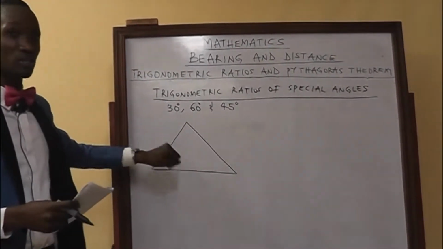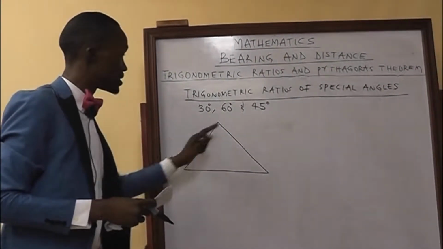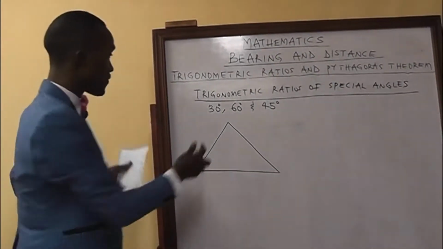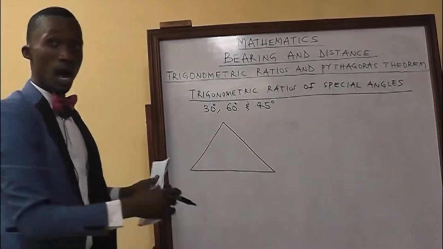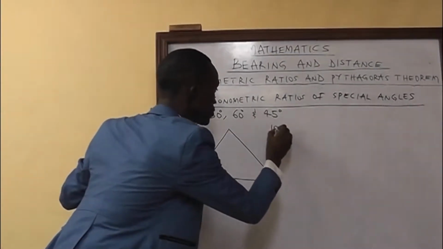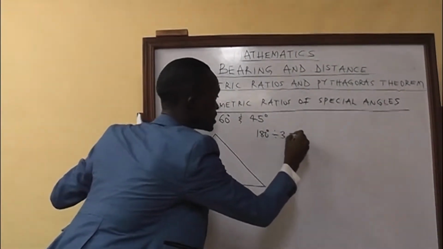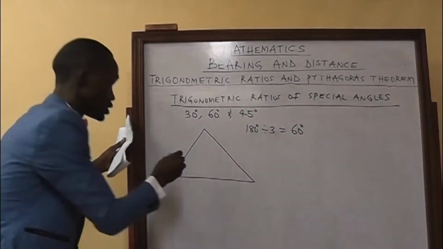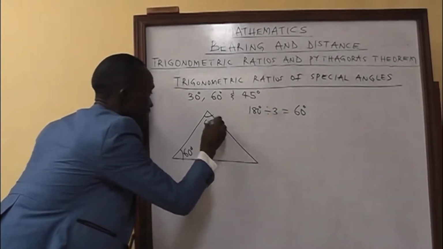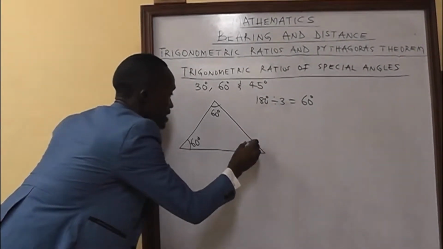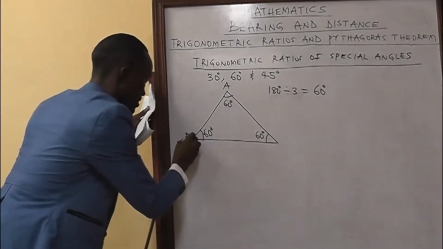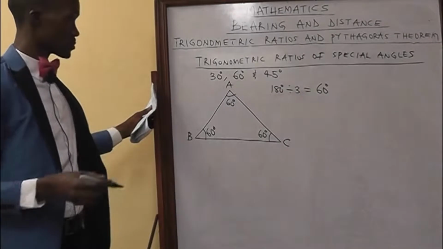An equilateral triangle is a triangle having all its sides and all its angles to be equal. Now for this triangle we have three angles, and sum of angles in the triangle is 180 degree. So if you divide the 180 degree by 3, that will give us 60 degree. So which means this angle A is 60 degree, this angle A is 60 degree, this angle A is 60 degree. So I will label this one as capital A, capital B, and capital C.